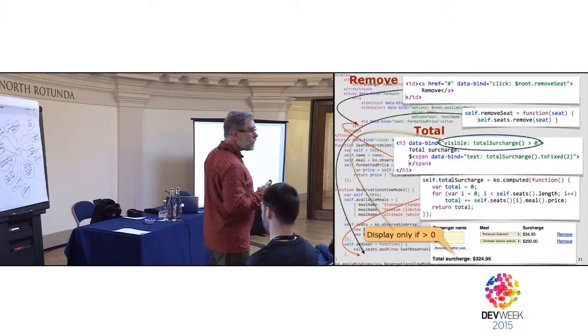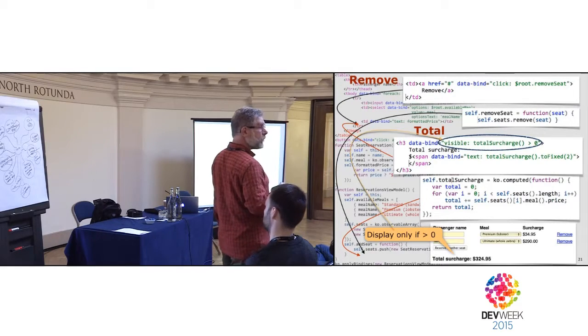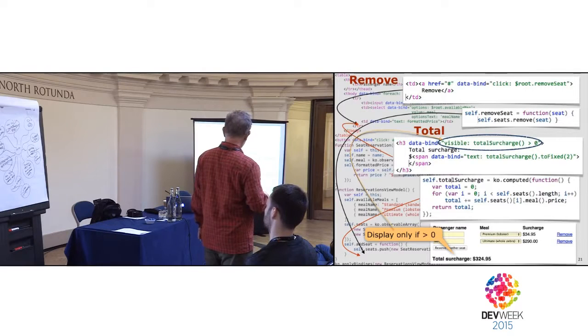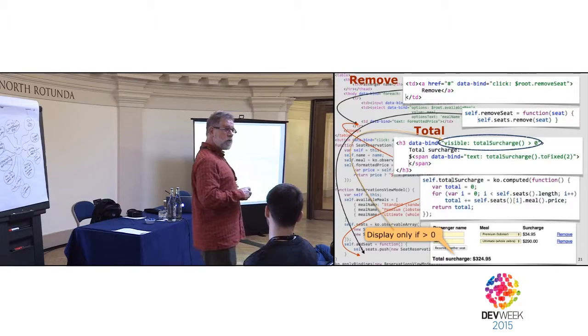If you have pagination in the HTML, what does the total show? The full array, or what is up in the view? The full array. Because notice that the total surcharge here is acting on this seats array down here. It's not going up to the DOM. So it's just going to total up inside of the seat array.